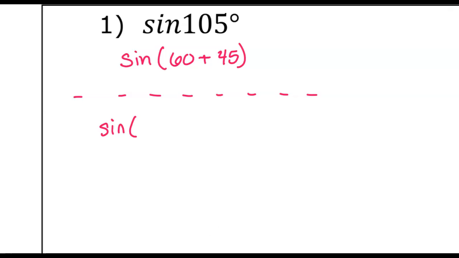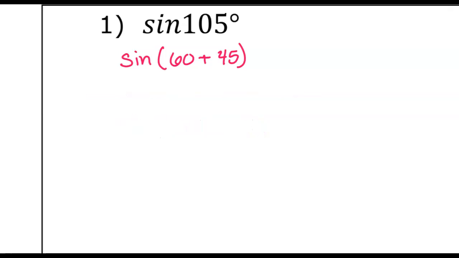60 and 45. So I'm going to write here sine of 60 plus 45. Now this does not mean, don't write this when I write under the dotted, this does not mean that sine of 60 plus sine of 45 is going to be the same thing as sine of 105. These are not the same.